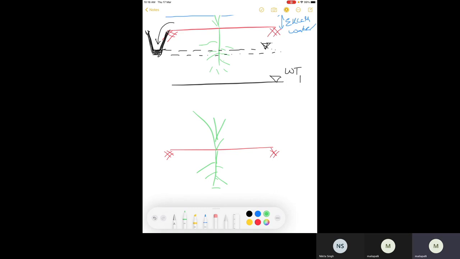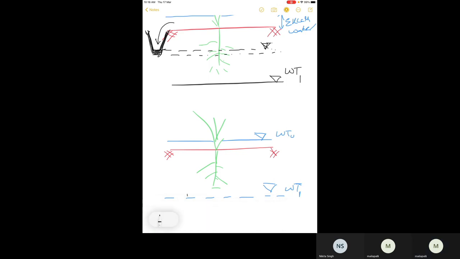Okay. And then suppose this is, let's say, the initial water table, and you want to bring it down to somewhere here so that the plant can breathe easily. Okay, this is WT1. And in order to do that, you will have to provide some tiles. These are called the tiles or the pipes, underground pipelines. Okay. So with these pipes, whatever water is infiltrating down will come out through these pipes.